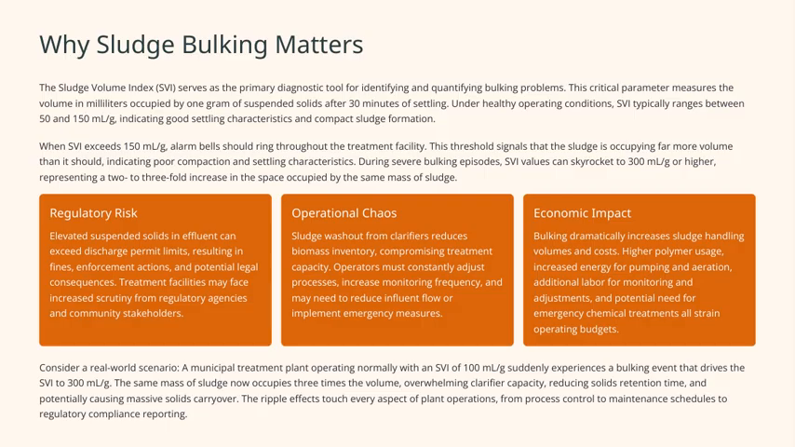Now, if the SVI goes over 150 ml per gram, that's a big red flag. It means the sludge is not settling properly and is occupying way more space than it should. When we see SVI values jumping to 300 ml per gram or even higher, it's a clear sign of severe bulking. This can be 2 or even 3 times the normal volume for the same amount of sludge, which can cause serious operational issues. Why does this matter?